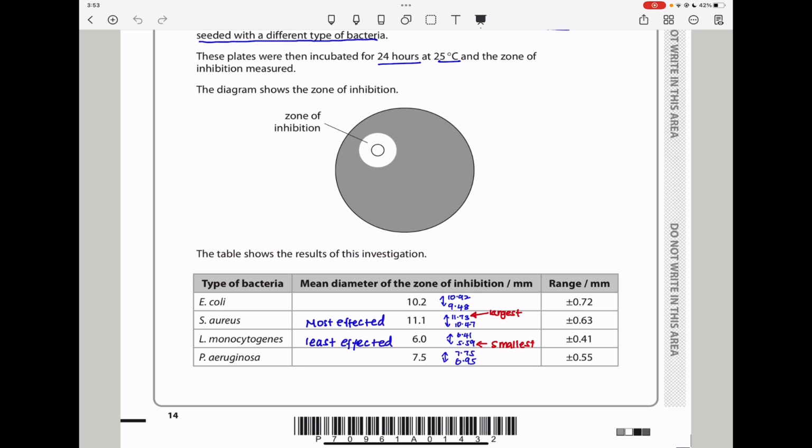We see here they have the type of bacteria and the mean diameter of the zone of inhibition, and then the range for the standard deviation. We have 10.2 plus or minus 0.72, which gives the higher number and the lower number. For this, we have 11.1, again plus or minus 0.63, which is 11.73 down to 10.47. For this one here, we have 6.0, plus or minus 0.41. It could be 5.59 to 6.41. This is 7.5, plus or minus 0.55. The highest is 7.75 and the lowest is 6.95. So this is going to be the least affected because it has the smallest mean diameter of the zone of inhibition, while this one is going to be the most affected because it had the greatest mean diameter of the zone of inhibition.